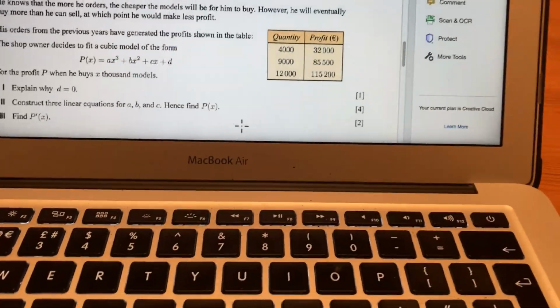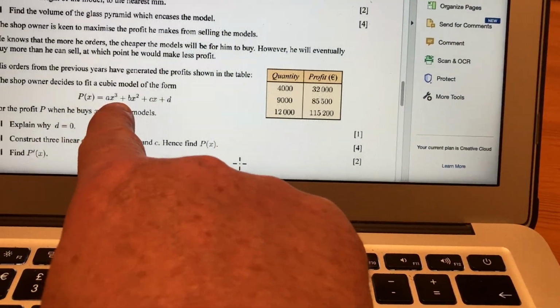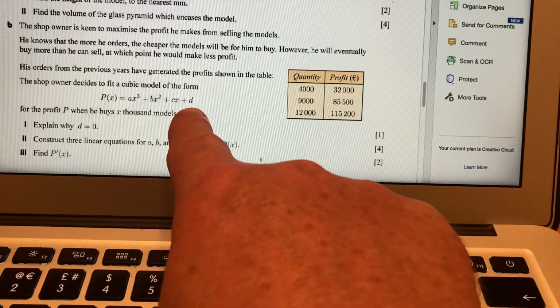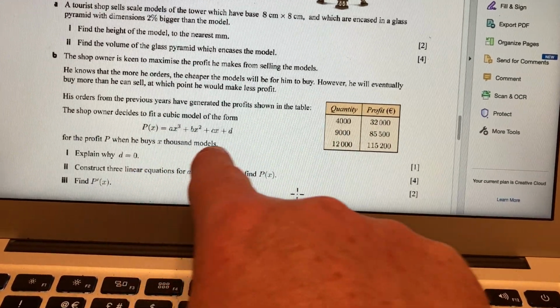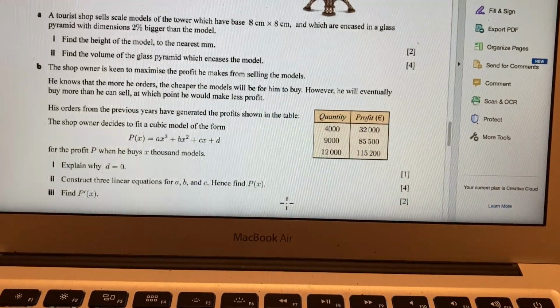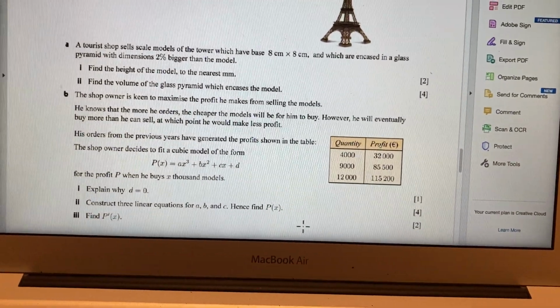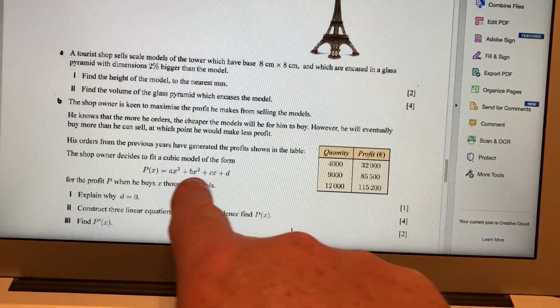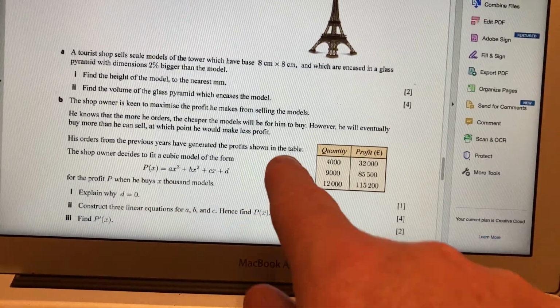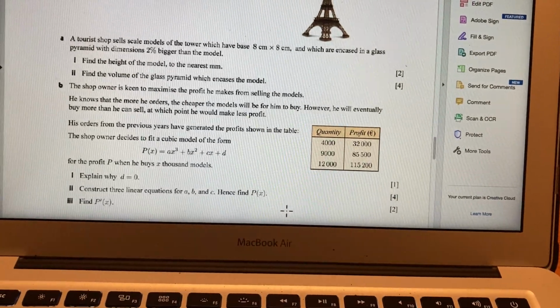Part B, we've got a formula for the profit: ax cubed plus bx squared plus cx plus d. Explain why d equals 0. Well, if you didn't sell any, you wouldn't make any profit. So if x was 0, then you would have to have 0 for your profit, which means that d has to be 0.